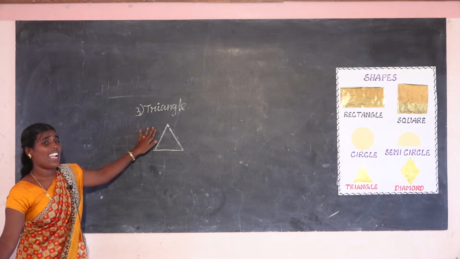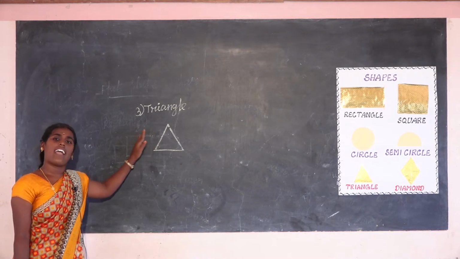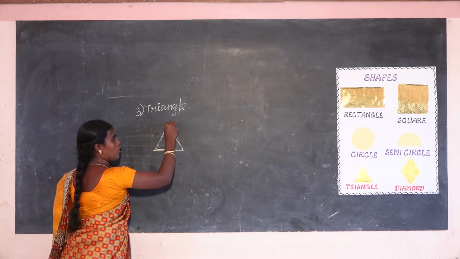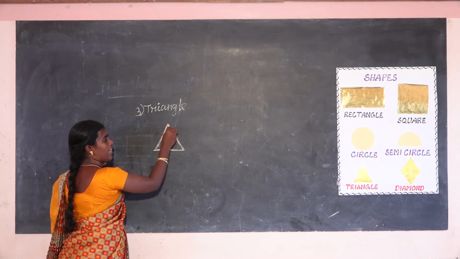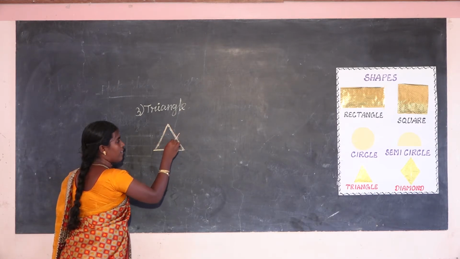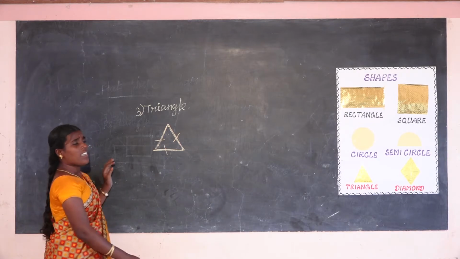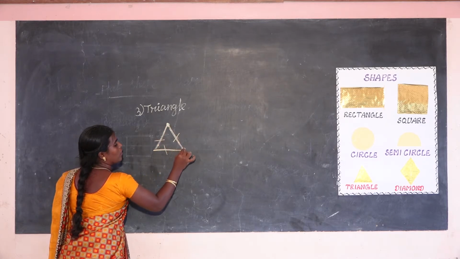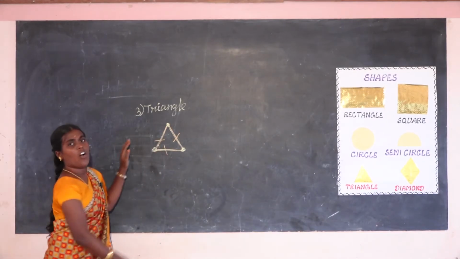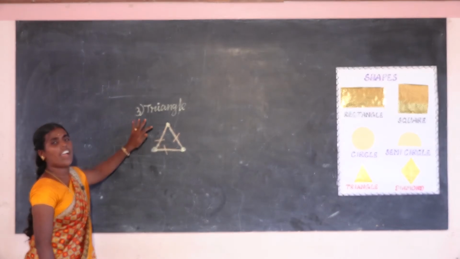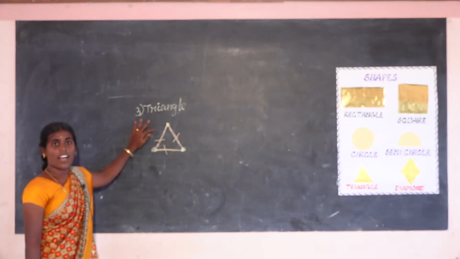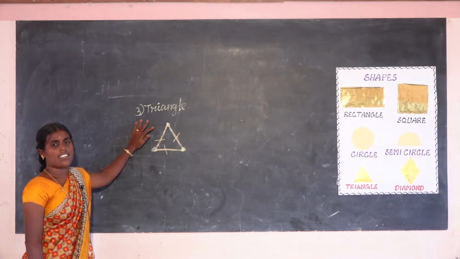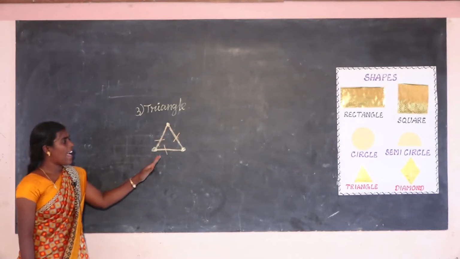Yes, how many corners and how many sides does the triangle have? See here, how many sides? 1, 2, 3. A triangle has 3 sides. Next, how many corners? 1, 2, 3. 3 corners for a triangle. Rectangle and square have 4 corners. Triangle has 3 corners. Okay, so it has 3.